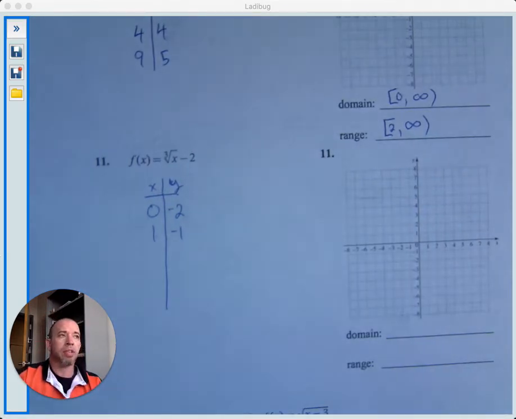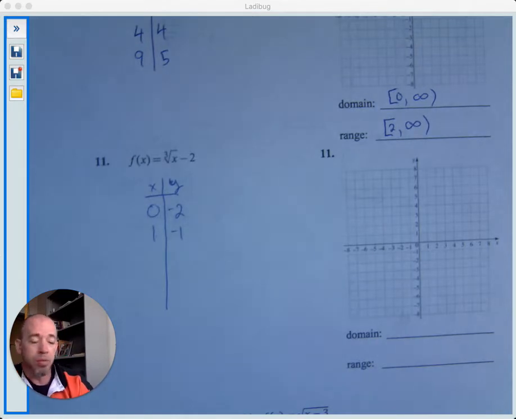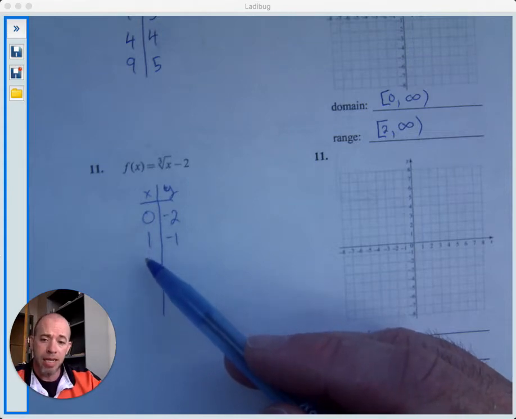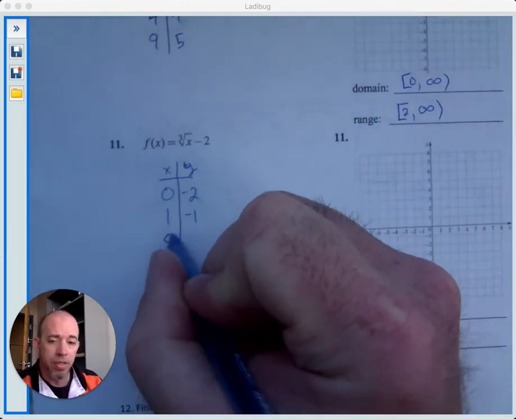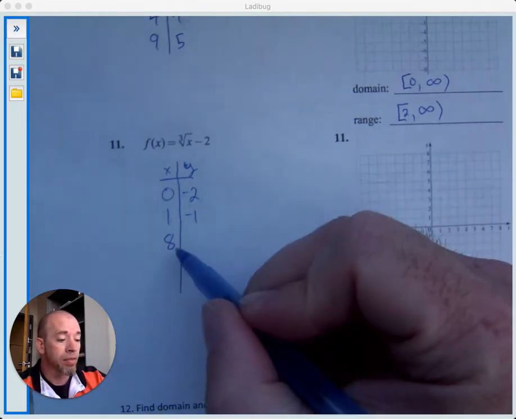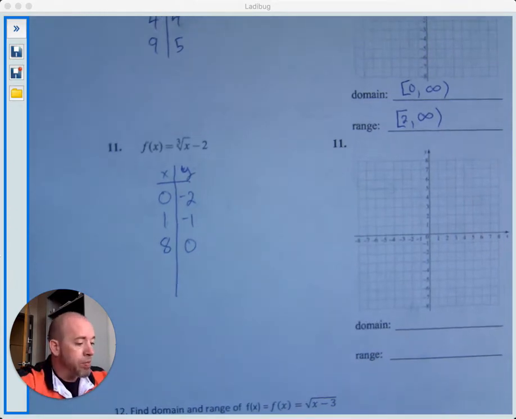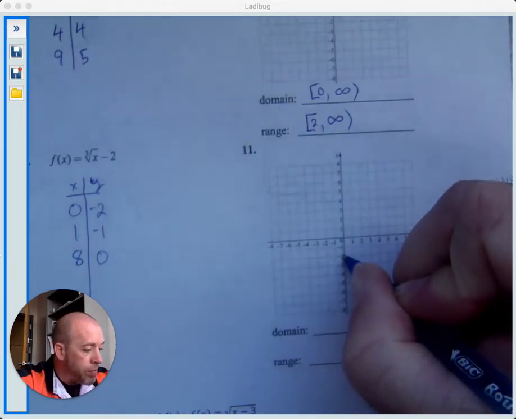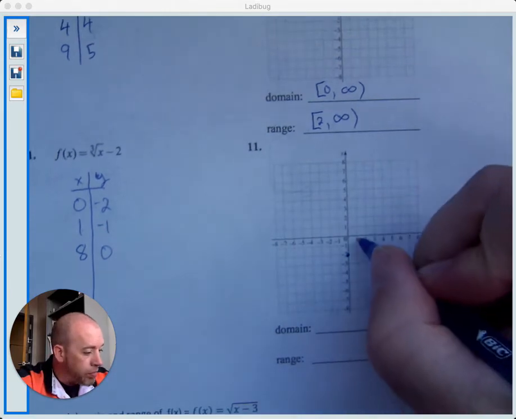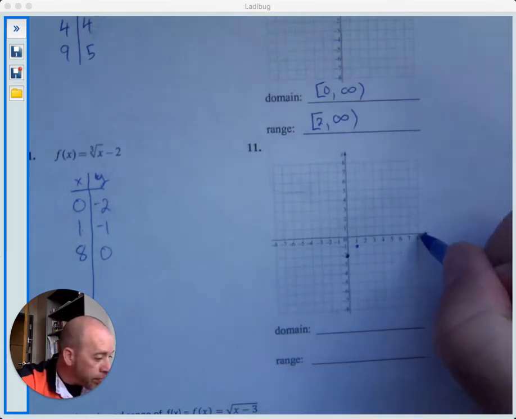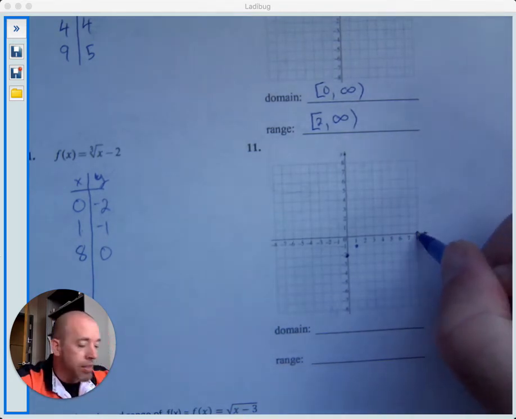What's the next perfect cube? Let's see. 2. Cube root of 2 is not going to be pretty. Cube root of 3 is not going to be pretty. Cube root of 4, not going to be pretty. The next perfect cube, if you think about cubic numbers, 0 cubed is 0. 1 cubed is 1. 2 cubed is actually 8. And so 8 would be the next perfect cube. Cube root of 8 is 2. 2 minus 2 is 0. So you might plot these points. We have a point at 0, -2. We have a point at 1, -1. We have a point at 8, 0. So you can see again, this is not a line, is it?